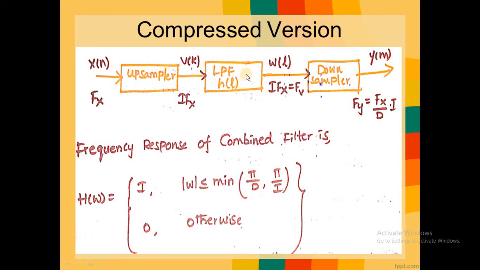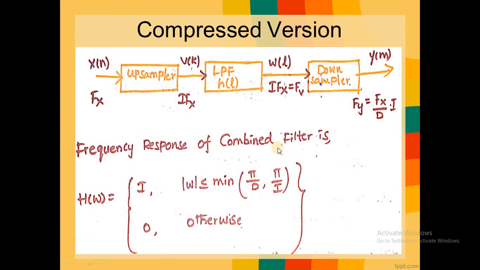Okay, in this particular block diagram, we have only one filter, that is a low pass filter between the upsampler and a downsampler. It is an input sampling rate. Here V of k is the output of the upsampler. The low pass filter output is W of L. Y of m is the output, and we are going to derive it now. F_y equal to F_x by D into I. F_x is the input sampling rate, and F_y is the output sampling rate.